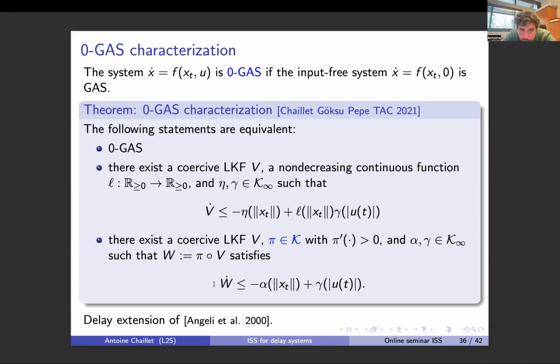Now alpha is just a positive definite function, and gamma is a class K infinity function. So if you look too quickly, it looks like from zero GAS, you get something that looks a lot like integral ISS. But what you have to keep in mind is that this pi is not guaranteed to be a class K infinity function, meaning that this W here might not be a properly radially unbounded function. So that's why you don't conclude integral ISS. Anyway, this is just a delay extension to time delay systems of this result by David Angeli and co-authors.